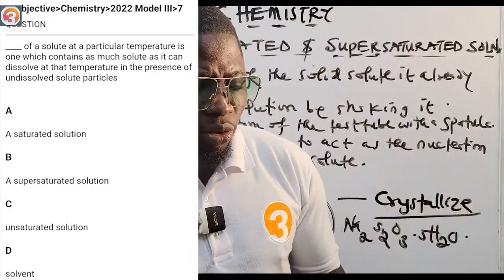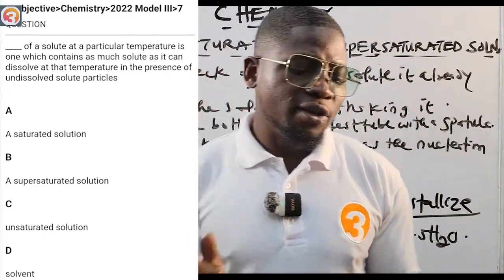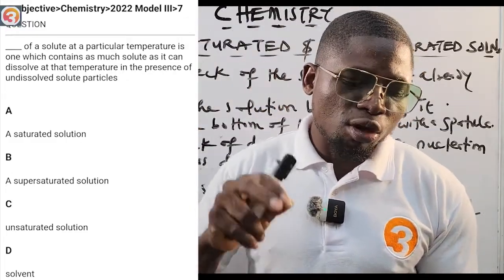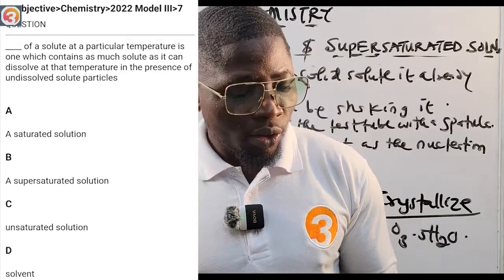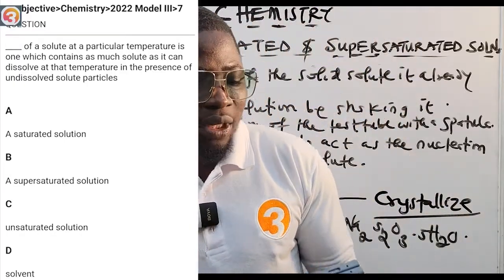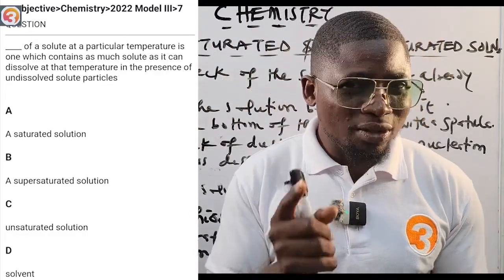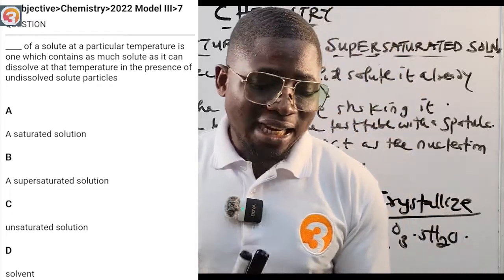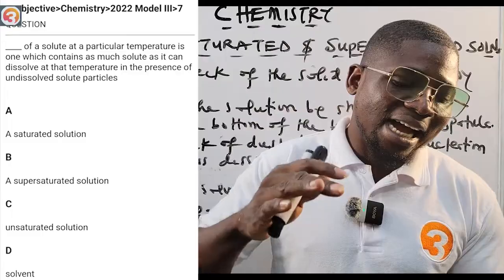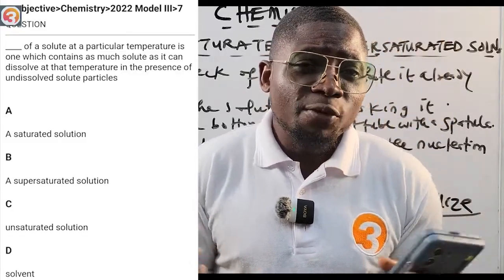Now let's see another question, 2022 number 7. It says, dash of a solute at a particular temperature is one which contains as much solute as it can dissolve at that temperature in the presence of undissolved solute particles. Dash of a solute at a particular temperature is one which contains as much solute as it can dissolve.